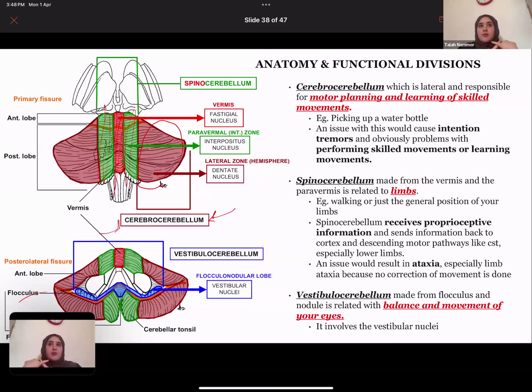So again, cerebrocerebellum, if we have an issue, it's an intention tremor. Spinocerebellum, if we have an issue, we're going to have ataxia, specifically limb ataxia. Moving on to the vestibulocerebellum.